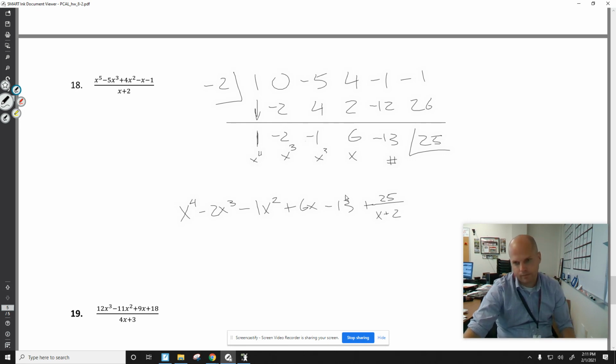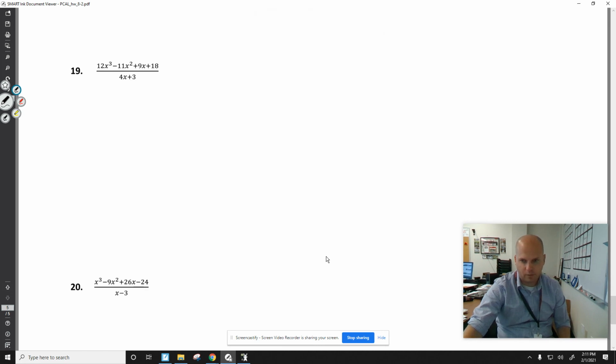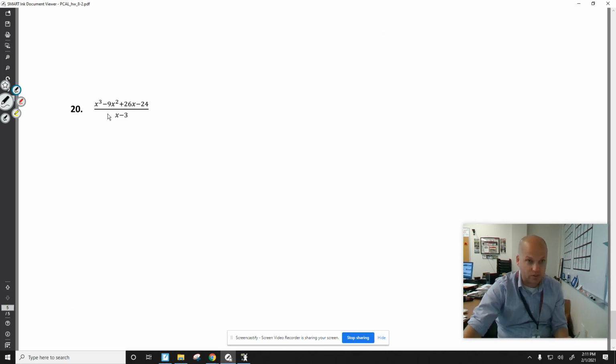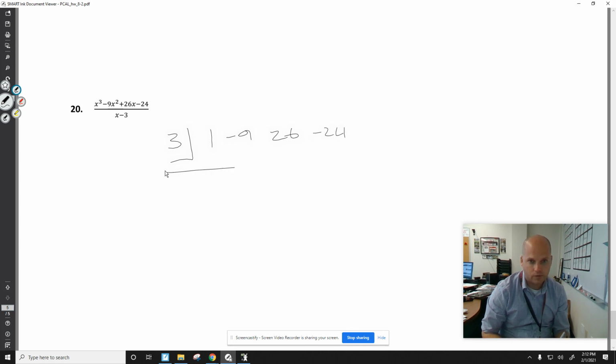I can check that if I want to. I don't want to. And do another synthetic. This one's another synthetic. It's just easier to do. I'll finish off with the last long division. Start with the root. That way we can add. We got x cubes. We got x squareds. We got x's. We got numbers.